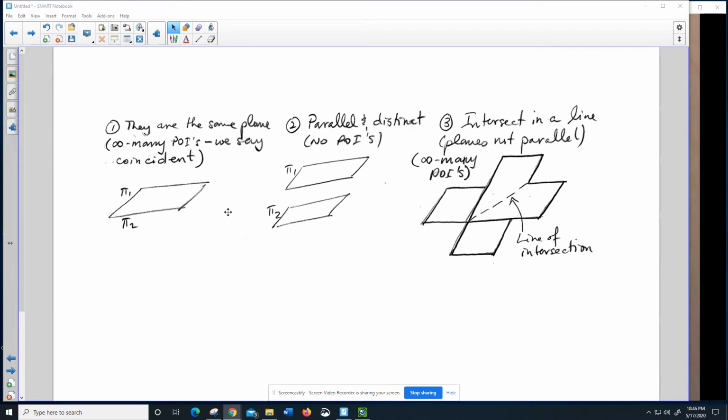In both scenarios, the planes will be parallel to each other, but in one case, they're parallel and what we say is coincident, meaning they're essentially the same plane. The equations represent the same plane, as opposed to two planes which are parallel but distinct from each other, meaning they have no points of intersection. So first of all, how can we know easily whether two planes are parallel, and how can we distinguish between these two scenarios?